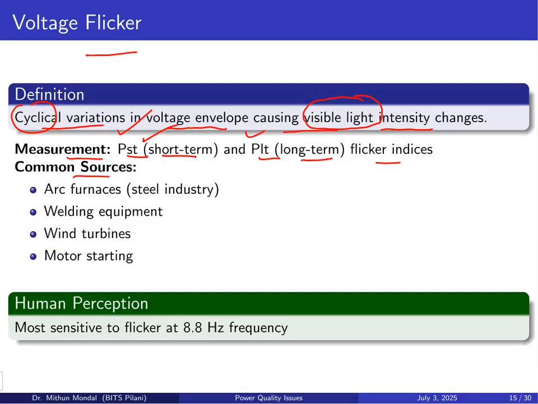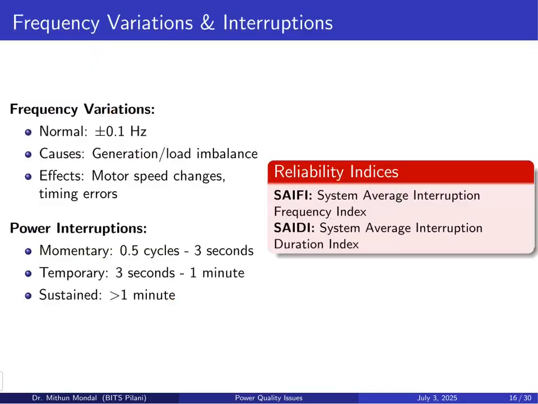Some of the common sources are arc furnaces in the steel industry, welding equipment, wind turbines, and motor starting. So in wind turbines, motor starting, welding equipment and furnaces, these are where we can see the voltage flickering. Human perception: we are most sensitive to flicker at 8.8 Hz. So in terms of humans, because we are the ones who can see this flickering, they are basically sensitive when this flickering is taking place at a frequency of 8.8 Hz.